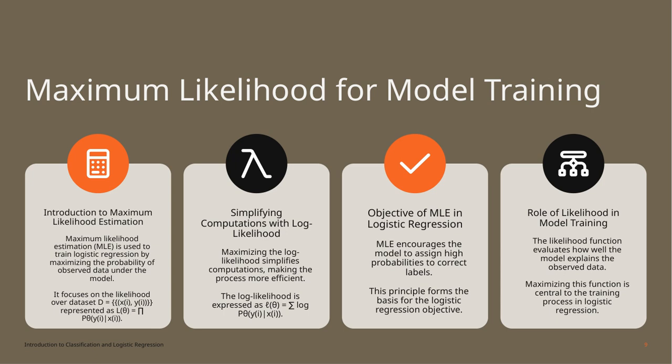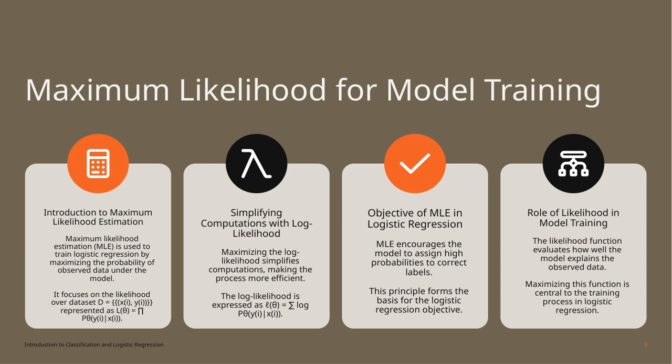We represent our dataset as D, which includes pairs of inputs and labels like x_i, y_i. The likelihood function, then, is the product of the probabilities of each label given its input, expressed as L(theta) equals the product over all data points of P_theta(y_i | x_i). Now, directly maximizing this product can be computationally challenging because multiplying many probabilities can lead to very small numbers.